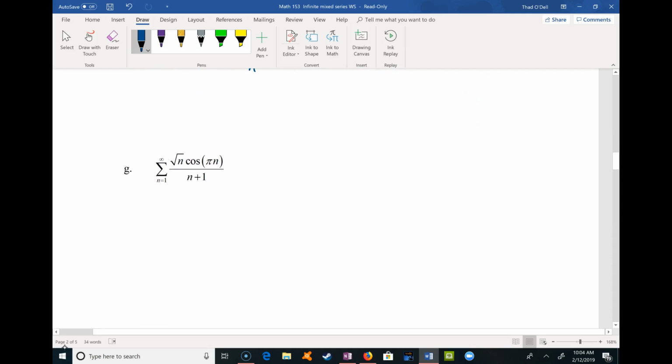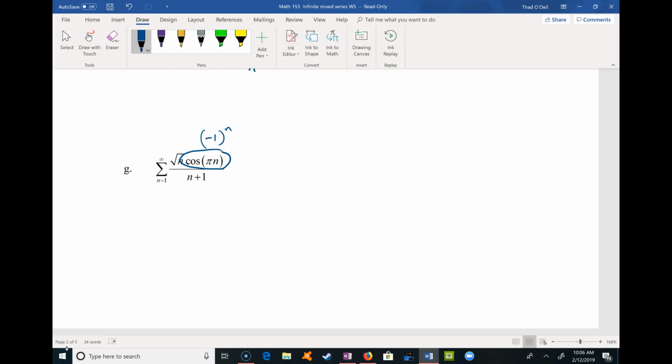Well, now here's a fun one. Okay, this is an interesting one. Looks pretty complicated, but if you think about this guy right here, the cosine of pi n, that means I'm only putting in multiples of pi into the cosine function. So if you plug in 1 for n, that's cosine of pi, which is negative 1. If you plug in 2 for n, that's cosine of 2 pi, which would be 1. So really, this is just the same thing as negative 1 to the n. So it's going to behave like an alternating series.